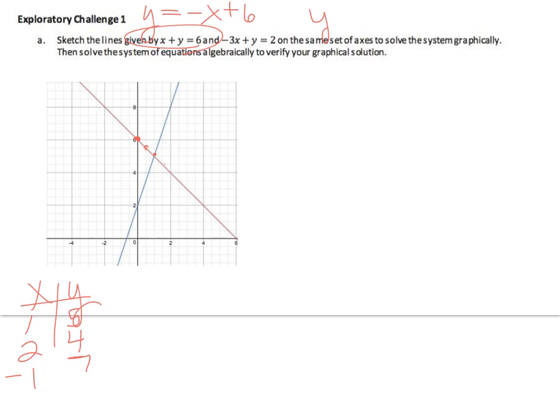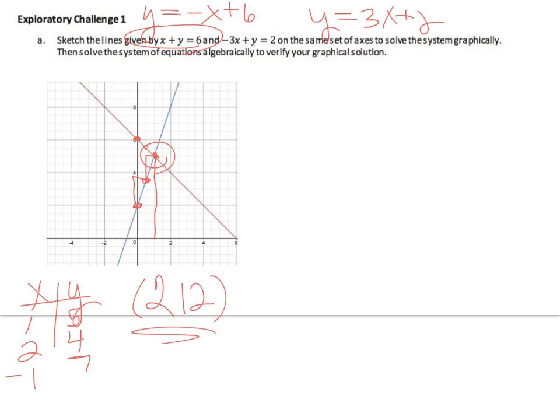This one would be y equals 3x plus 2. So you go to 2 and then up 3 over 1. 1, 2, 3 over 1. And you can actually find where the lines meet that way. So it looks like we're at 1, 2, 5, 10, 11, 12. 2, 12 would be a solution to those 2 lines, to that system of equations.